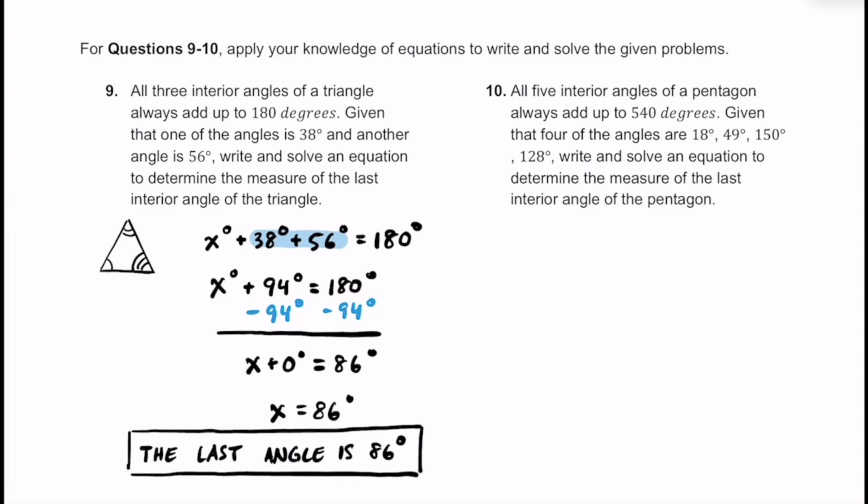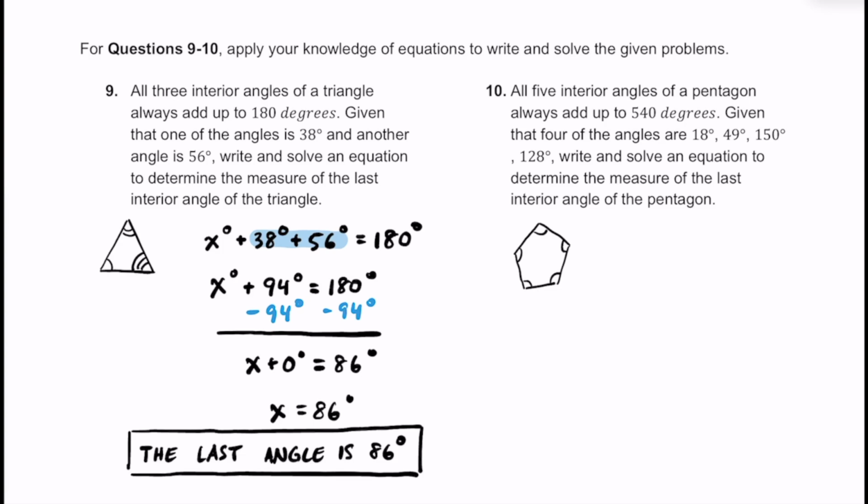Now, number 10 is very similar. This time it's just talking about a pentagon though. So a pentagon is going to be a shape, a polygon that has five sides. So 1, 2, 3, and then 4, and then a 5. Maybe you can think of like a house shape here. Here we have one angle, here we have a second angle, a third angle, a fourth angle, and a fifth angle. So every time we have a pentagon that looks like this, all five of the angles inside will equal 540 degrees if you add them up.